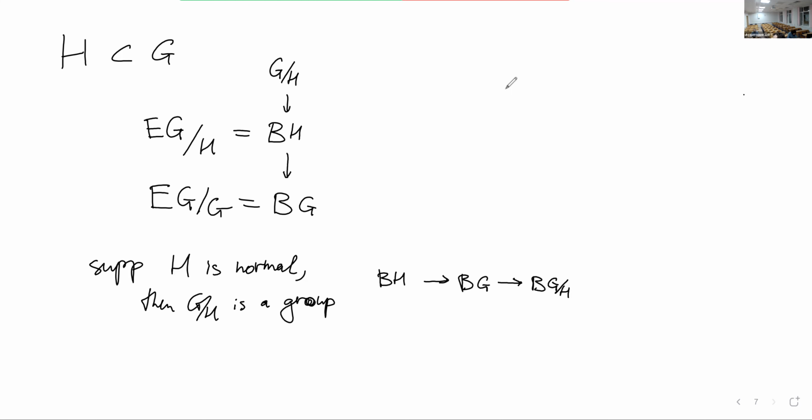So the second fibration gives us a spectral sequence, and by the way, the first one does too, but the spectral sequence of the second fibration is, by definition, the Hochschild-Serre spectral sequence.